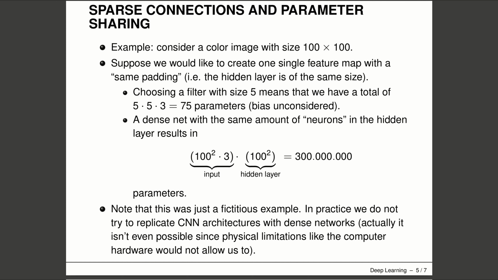But for the dense layer, the numbers are quite different. Our input layer has 100 to the power of 2, then we have 3 input channels, and the next layer is also 100 to the power of 2. At the end we have 300 million parameters which need to be learned. Well, this is only one example, and in practice, we do not try to replicate a CNN architecture with a dense network because of the physical limitations that we have, and also the computational cost.